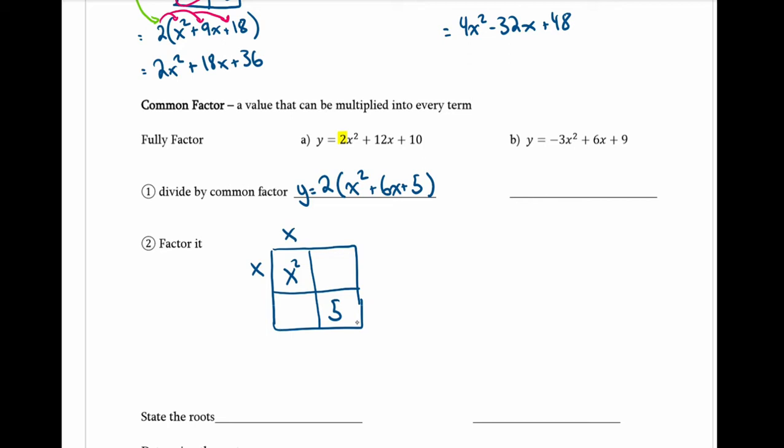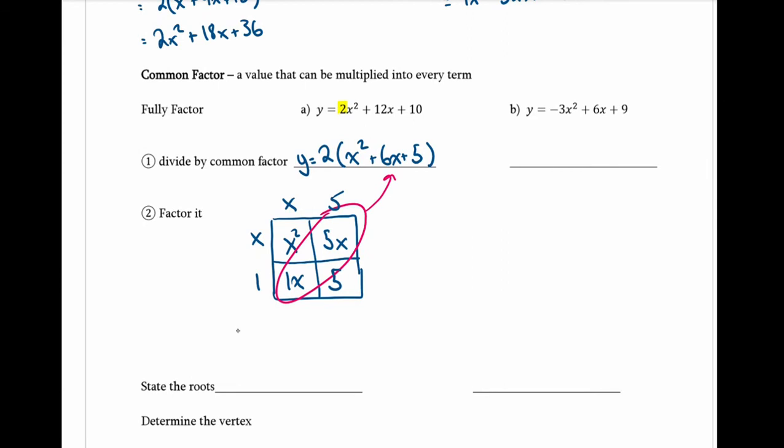Now I'm looking for two numbers that multiply to 5, and they have to add to that middle number, so these two boxes have to add to 6x. The only two numbers that multiply to 5 are 5 and 1. And because it's a positive 5, both of these numbers have to be positive, or they could be negative, but because they have to add up to positive 6, my two numbers, 5 and 1, should be positive. So if I fill in my box, x times 5 is 5x, x times 1 is 1x. If I check, do those two numbers add up to 6x? Yes, they do. And 1 times 5 is 5. So when I write it out finally, I have x plus 1 times x plus 5.